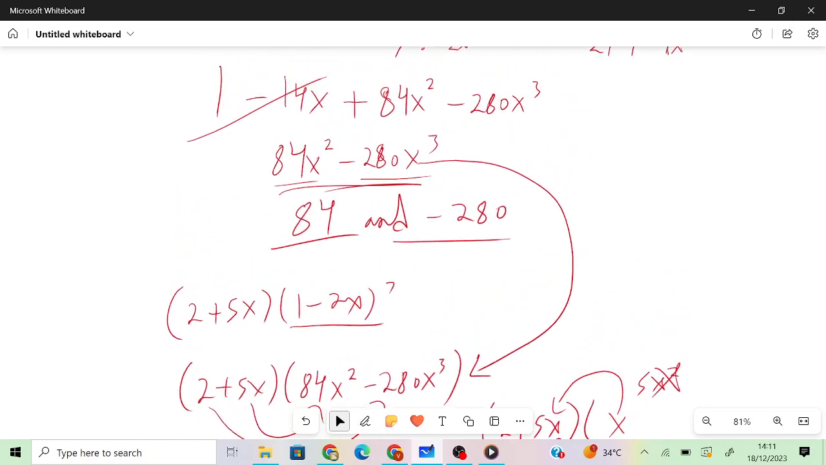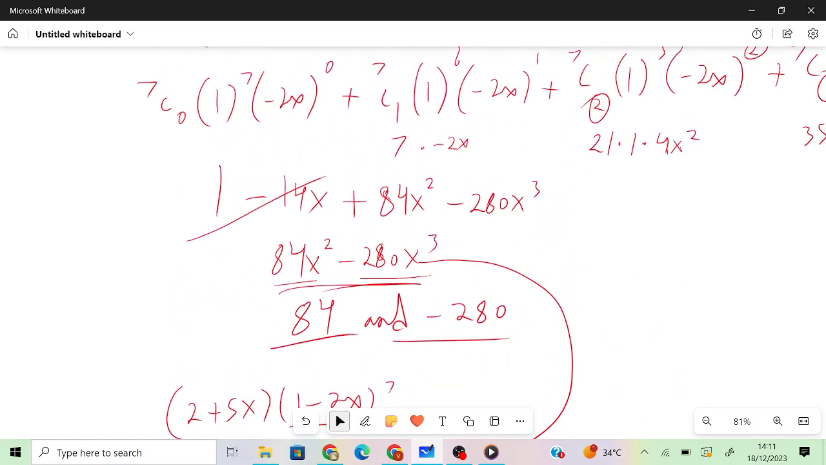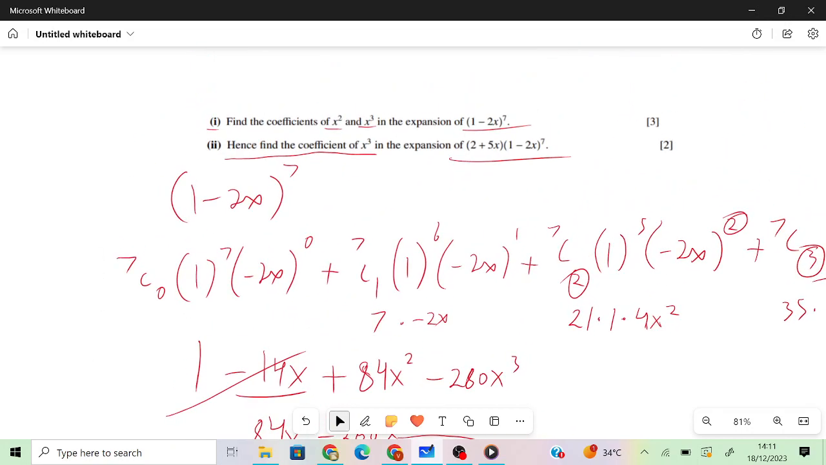And that's why from this question you can see part I, we did find -14x, but we didn't need it, because the only way for part II that you can get x cubed is if you have an x squared and x cubed in the original part from part I. And that's exactly what the question asked us, for coefficients of x squared and x cubed. So you can think of it logically and just figure out which powers of x you need.